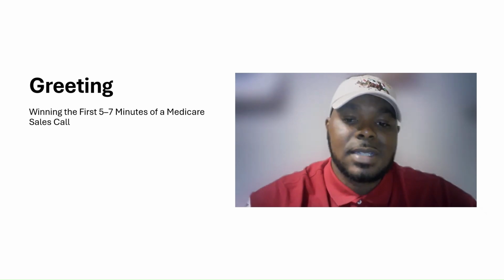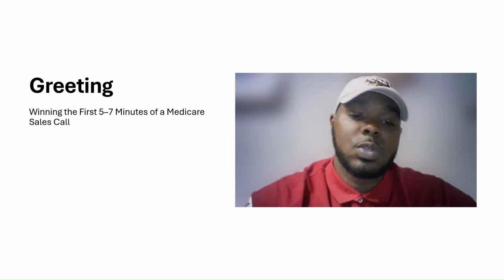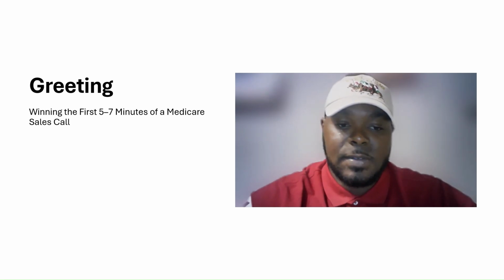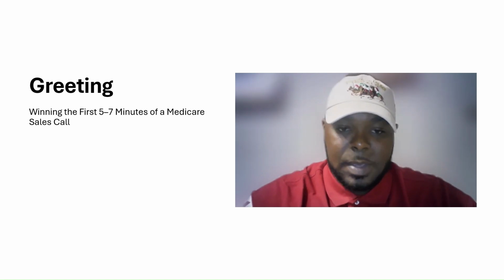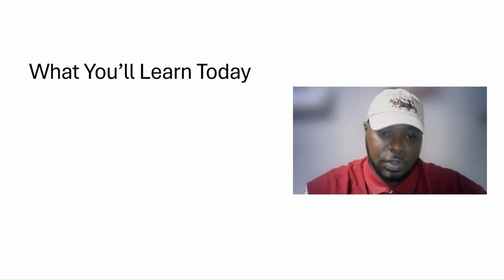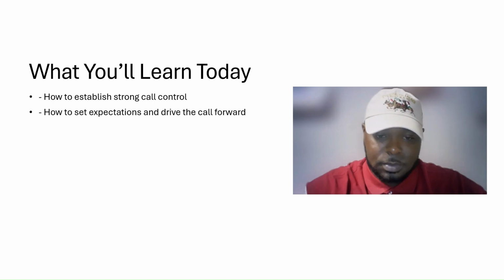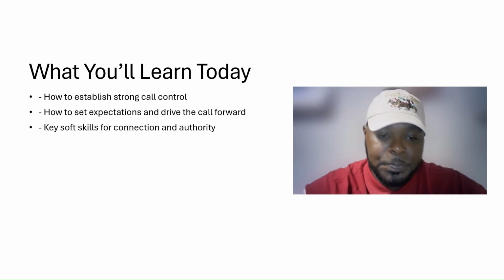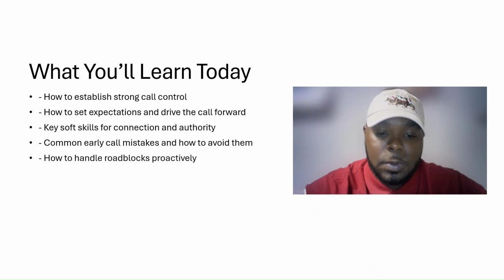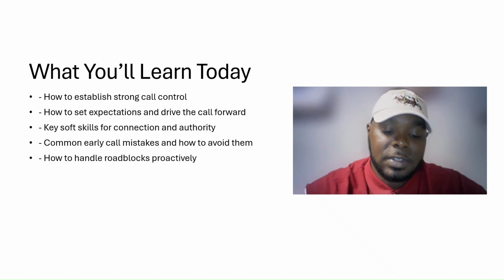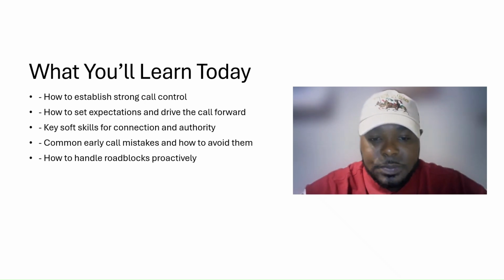So again, sales is about fixing problems, but in order for us to even get to a point where we can find what problem somebody's having, we have to go through the introduction. So let's go ahead and step into this part of the sales process. What you'll learn today is real easy: how to establish call control, how to set expectations and drive the call forward, key soft skills for connection and authority, and common early mistakes that agents or salespeople make and how to avoid them. And then lastly, how to handle any roadblocks that come up. Roadblocks are going to be a lot different than an actual objection, and we'll get into it.